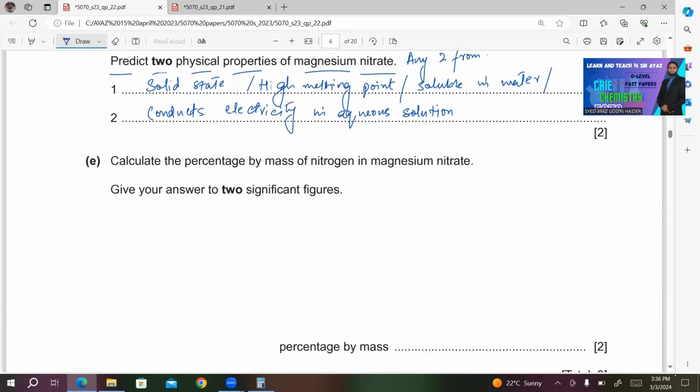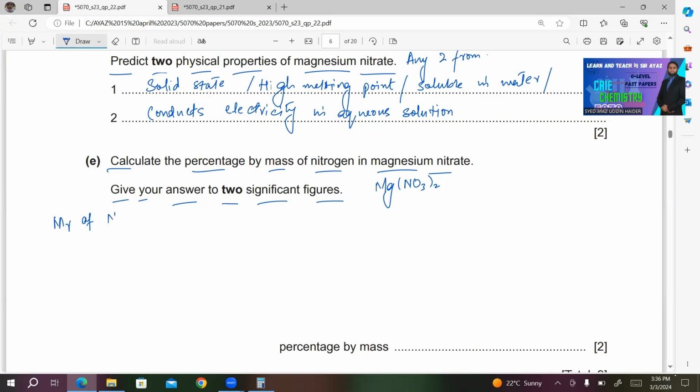E. Calculate the percentage by mass of nitrogen in magnesium nitrate. Give your answer to 2 significant figures. So first of all, you need to know the formula for magnesium nitrate. It is Mg(NO3)2. Now we need to know the mass numbers of these atoms in order to calculate the Mr.